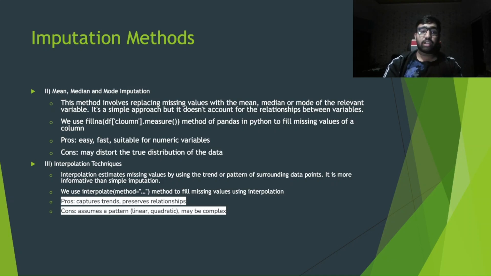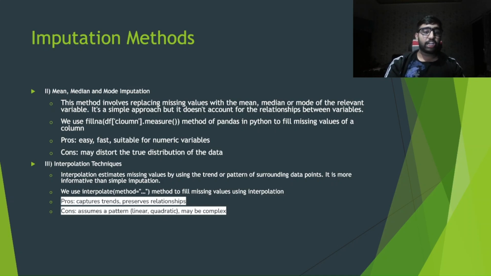Third, interpolation techniques. Interpolation estimates missing values by using the trend or pattern of surrounding data points. It is more informative than simple imputation. So here in interpolation, we can use regression techniques. It could be linear regression, multiple linear regression, or even polynomial regression, depending upon our requirements for the interpolation. So basically, it applies the regression techniques on the data which we have apart from the missing data, and then estimates the value for the unknown data.